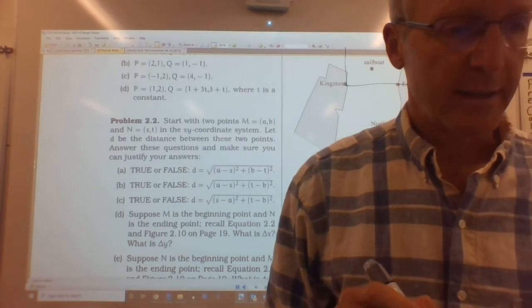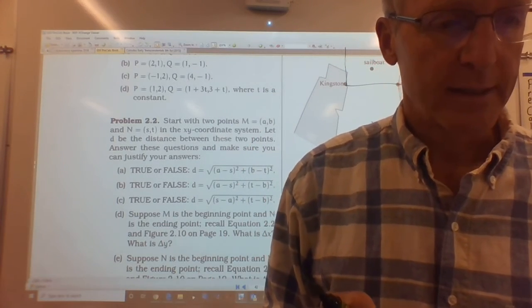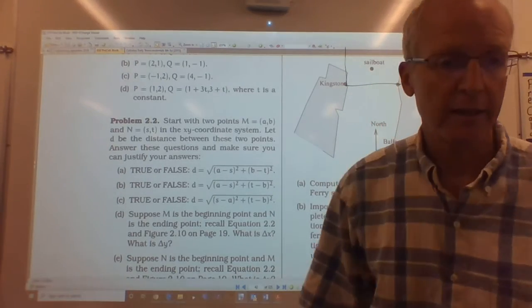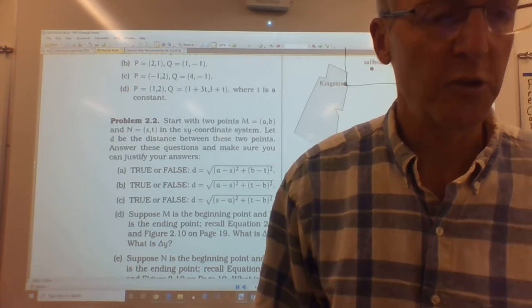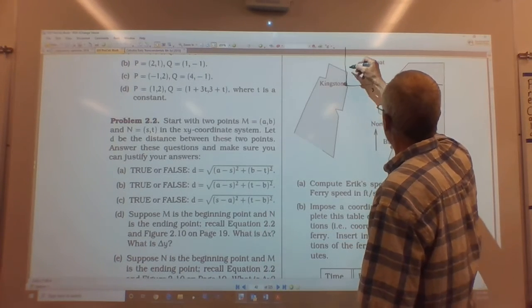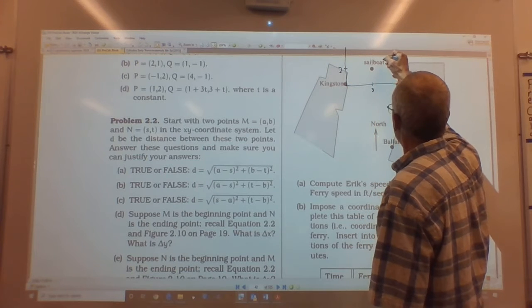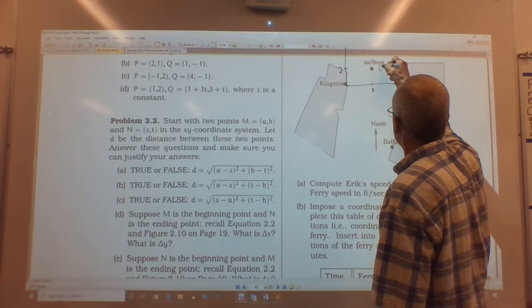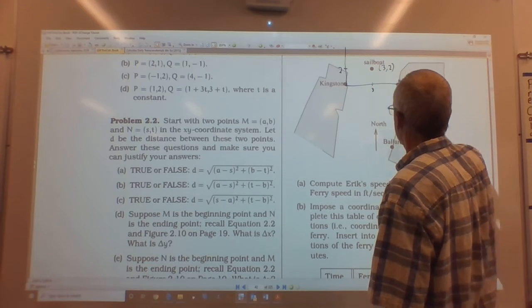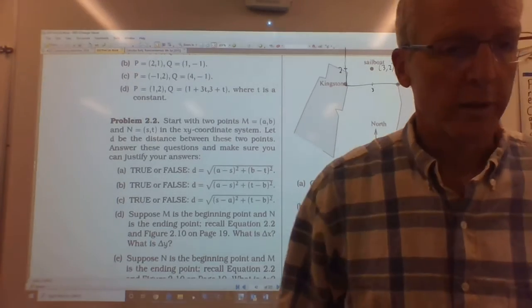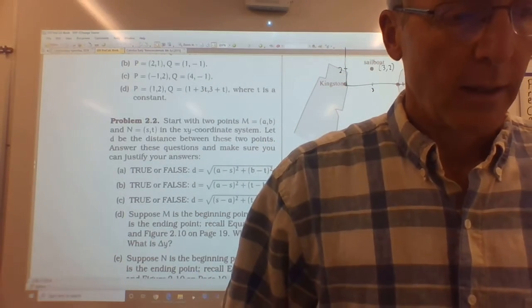So if we do that, then it says that the sailboat right there is 3 miles east and 2 miles north. Okay, so this is 3 and this is 2. So the coordinates of the sailboat are, this is the x coordinate first, 3, 2.